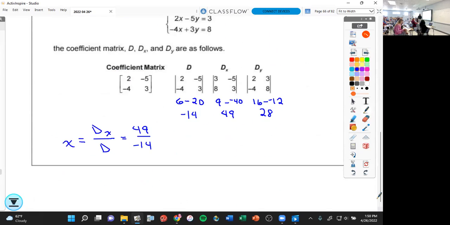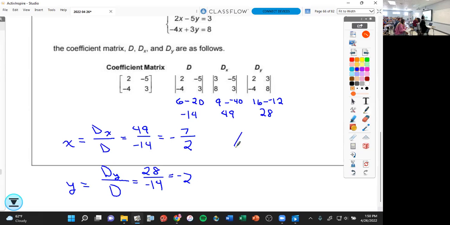Does this reduce? 7 goes into 49 7 times. 7 goes into 14 twice. Yes, negative 7 over 2. Why is dy divided by d. Dy is 28. D is still negative 14. So once you compute that coefficient matrix determinant once, you don't have to do it again. Which means the solution to the system is the point negative 7/2, negative 2.